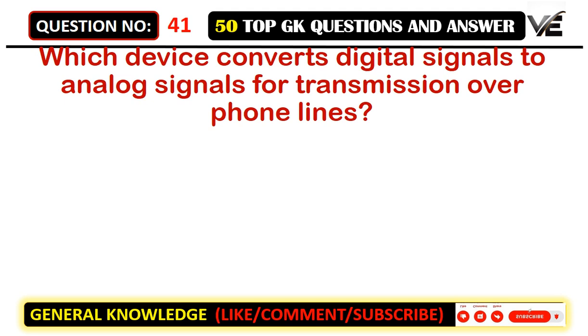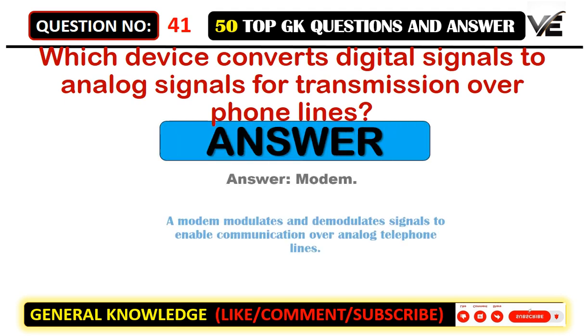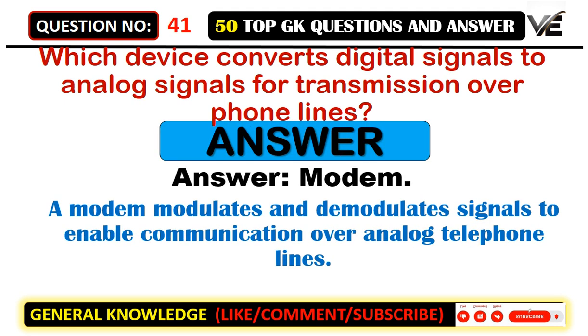Which device converts digital signals to analog signals for transmission over phone lines? Answer: modem. A modem modulates and demodulates signals to enable communication over analog telephone lines.